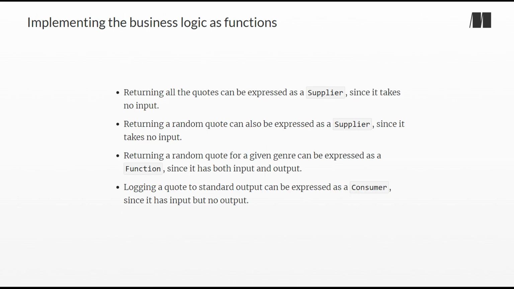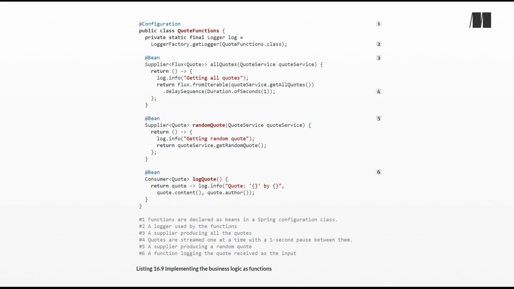Returning all the quotes can be expressed as a supplier, since it takes no input. Returning a random quote can also be expressed as a supplier, since it takes no input. Returning a random quote for a given genre can be expressed as a function, since it has both input and output. Logging a quote to standard output can be expressed as a consumer, since it has input but no output. Listing 16.9. Implementing the business logic as functions.